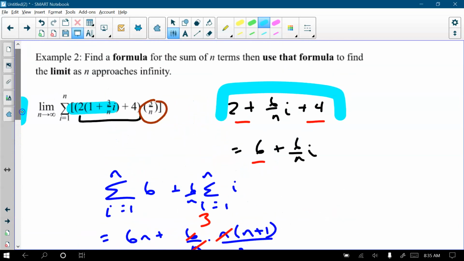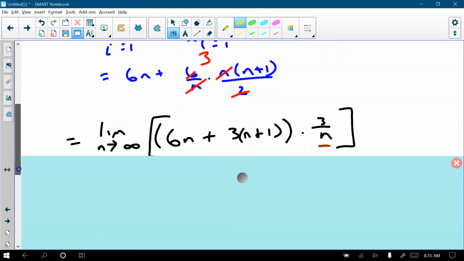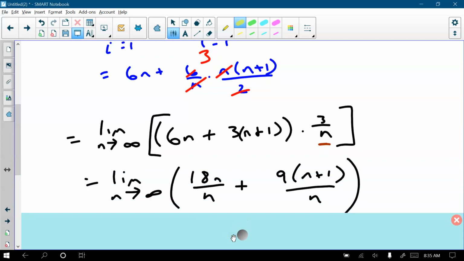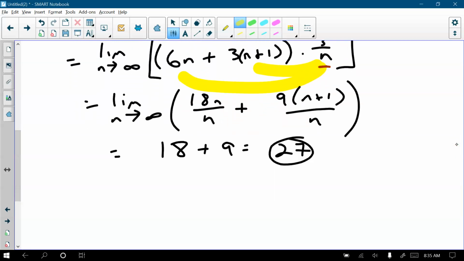Now that 3 over n, this part here, again, I'm not touching until the very end when I need it. So I have times 3 over n here. And then what I did is I distributed to both parts. And when I did that, I got 18n over n plus 9n plus 1 over n. And because the degrees of the top and bottom were the same, I ended up getting 27. And I hope you got that answer as well.